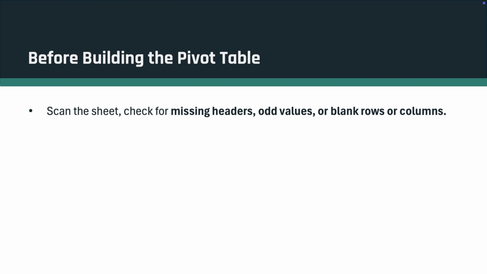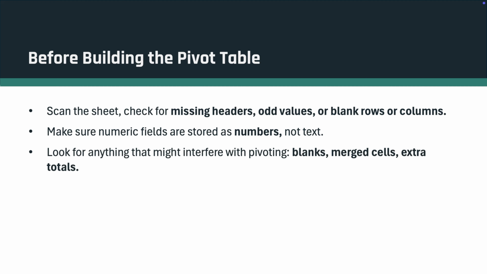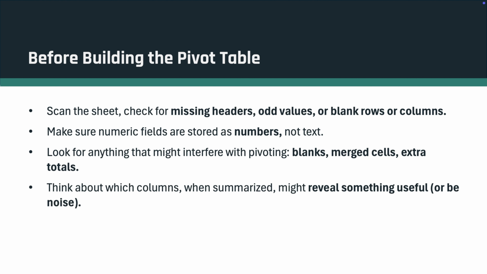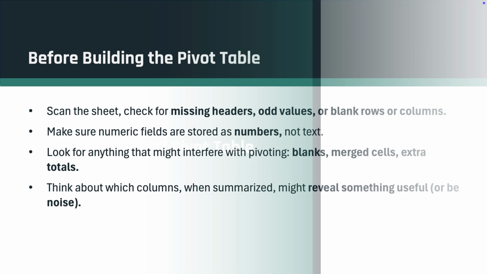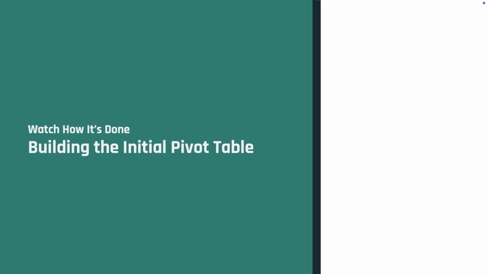Before we build anything, we need to start from a clean foundation. First, scan your worksheet for anything messy, such as missing headers, blank rows or columns, or odd values. Next, check that numeric fields are truly numbers and not text. Pivot tables are all about creating summaries of calculated values. Then, fix anything in your source data that may break the pivot. This includes blanks, merged cells, or leftover totals from prior pivots or summaries. Finally, think ahead about which columns lend themselves to real insights and which may just add noise and can be disregarded. From here, we'll jump into Excel and walk through the required steps needed to build our first pivot table.